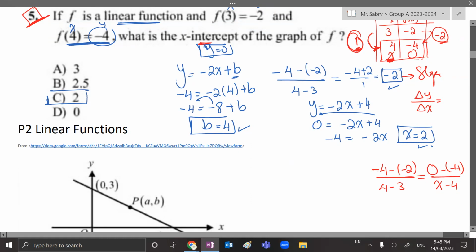-4 minus -2 is -2 over 1 equals 4 over x minus 4. You can cross multiply and you'll have -2x plus 8 equals 4. You'll move this, -2x equals -4. Yes, so then x is equal to 2. So you got x equals 2, which is the exact same answer.